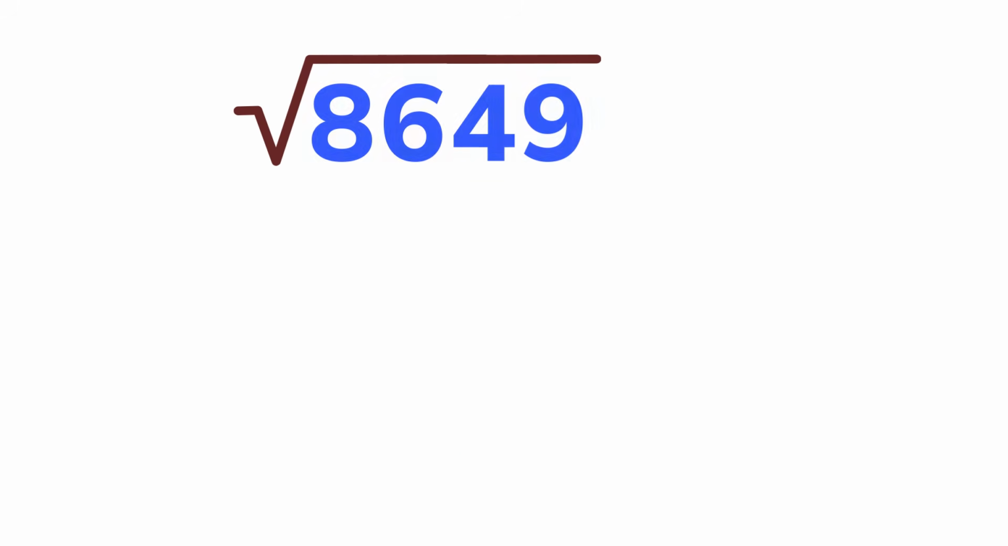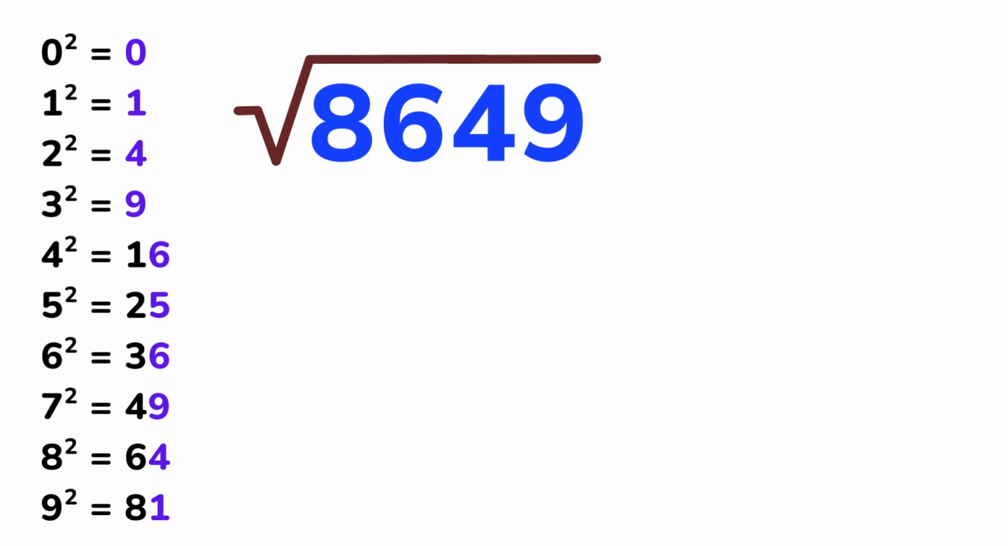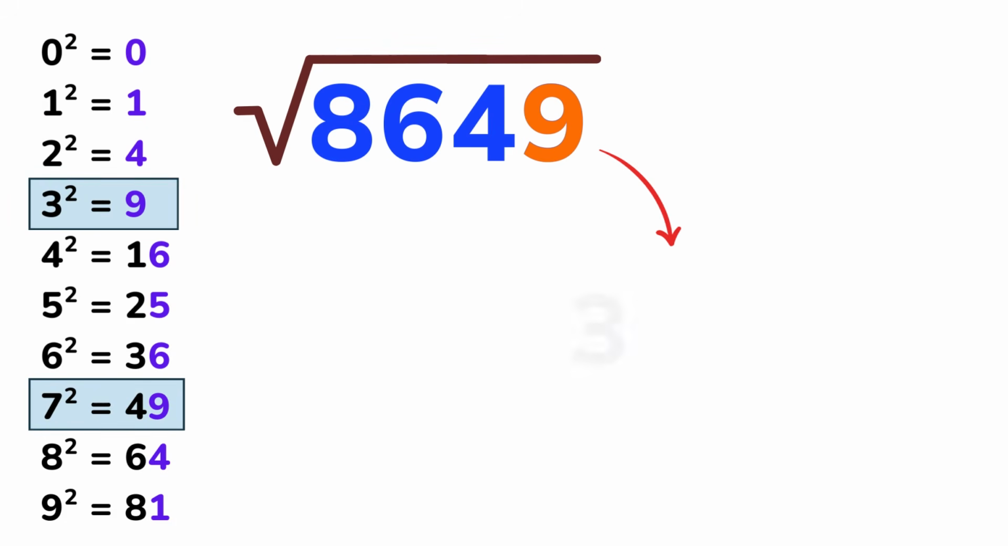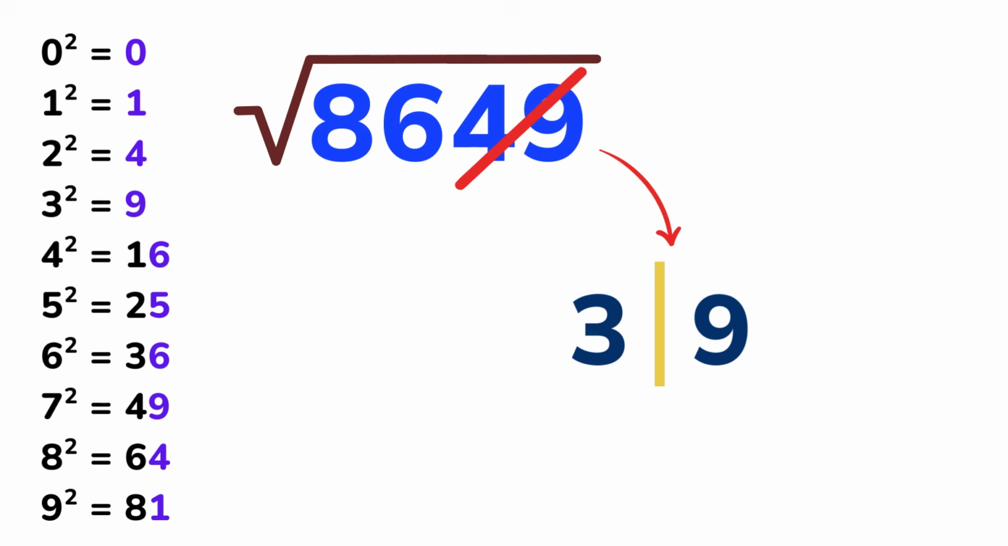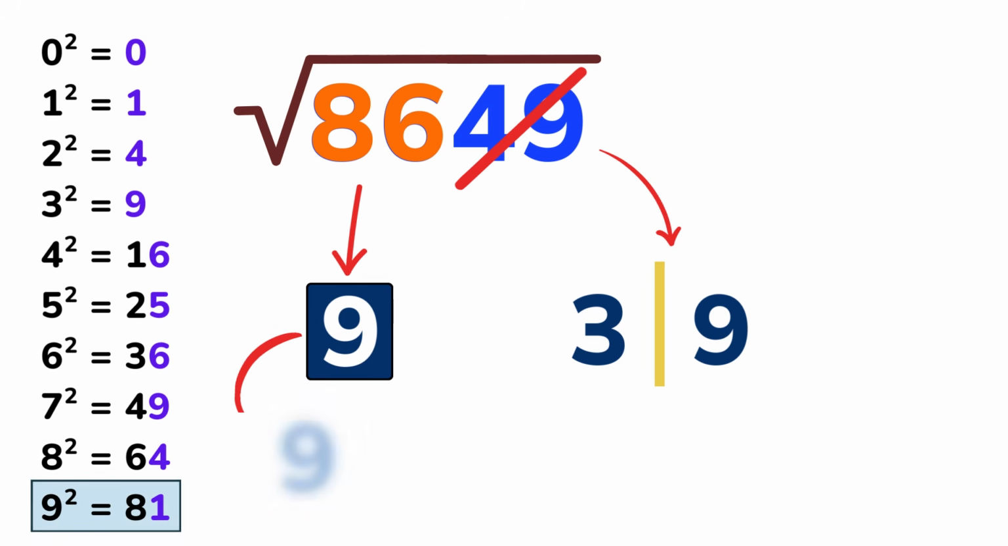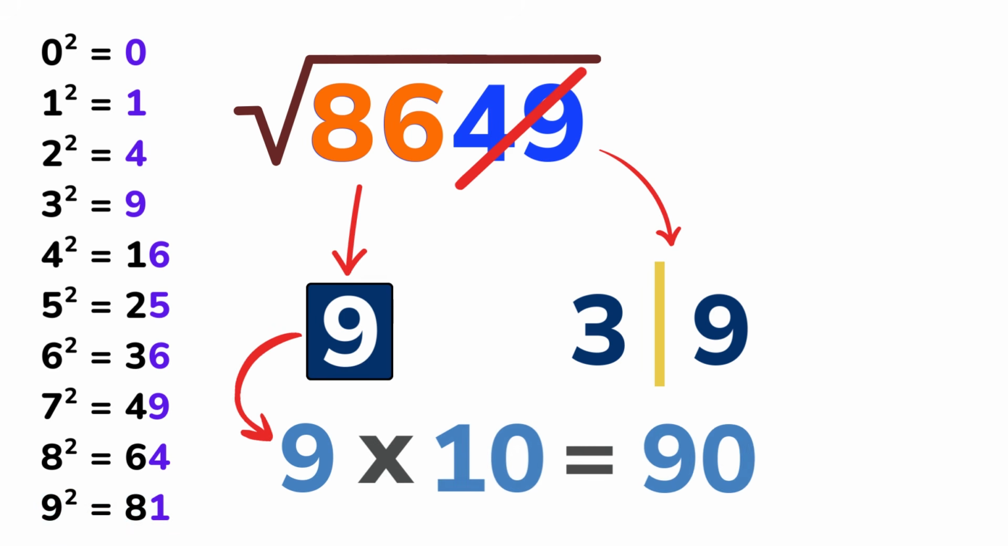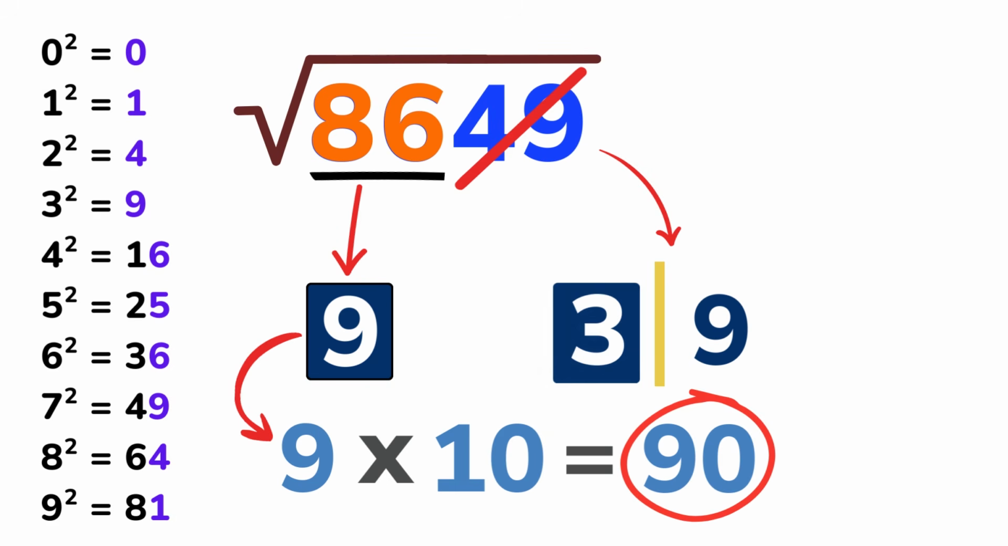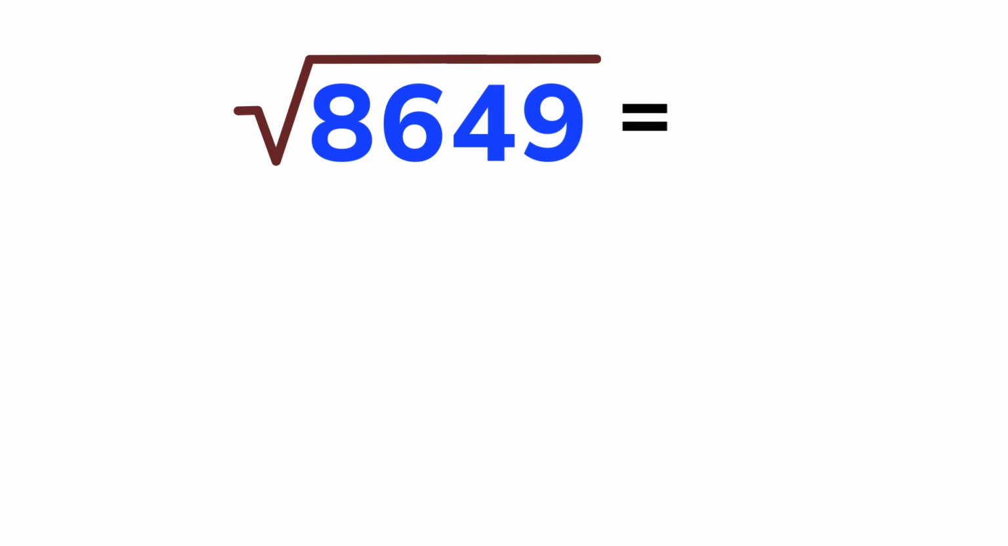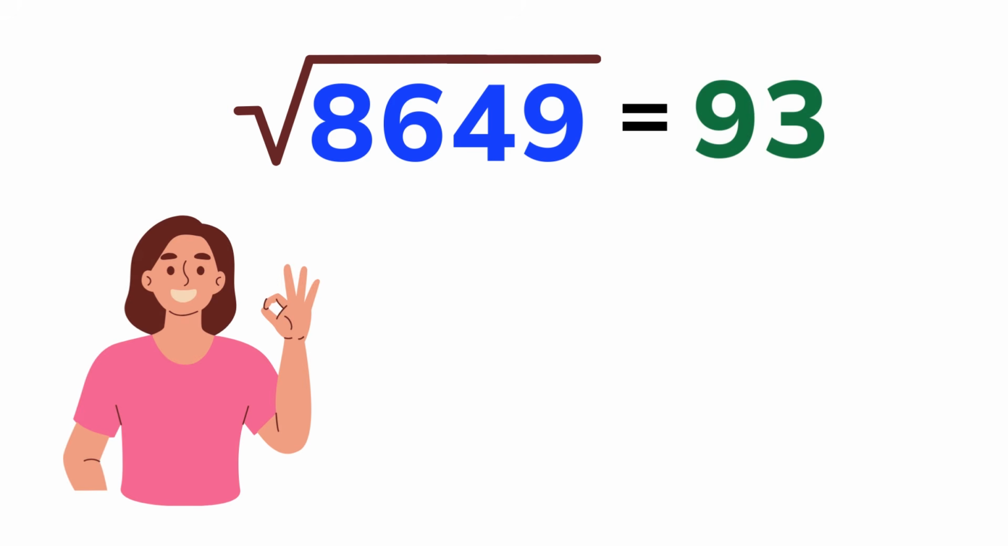The square root of 8,649. Here, the last digit is 9. From this chart, we know 3 squared is 9 and 7 squared is 49. Therefore, the last digit of the answer is 3 or 9. Now look at the first part, 86. Which square is just below 86? That's 9 squared, which is 81. Now multiply 9 by 10 to get 90. Compare it with 86. Since 86 is less than 90, we'll consider 3. There we go. The square root of 8,649 is 93.